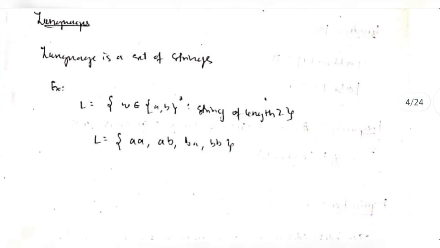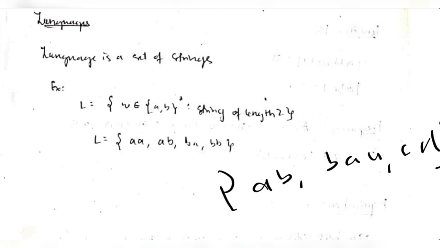Coming to languages, it's a set of strings. What is a string? A string is nothing but A, B or B, A, C, D, like that, okay. This set is known as a language, alright.